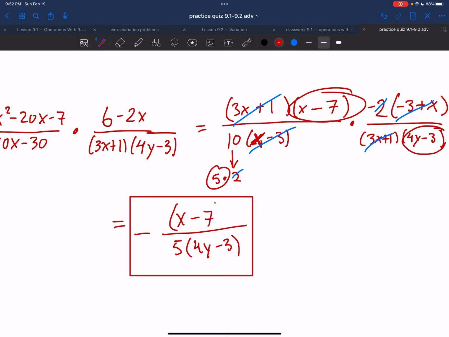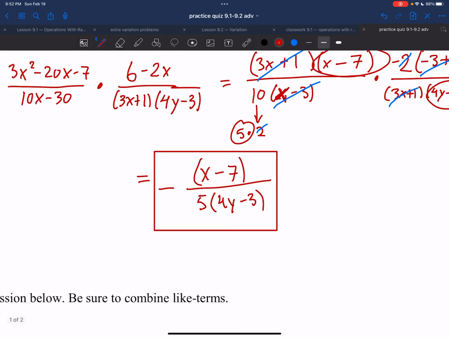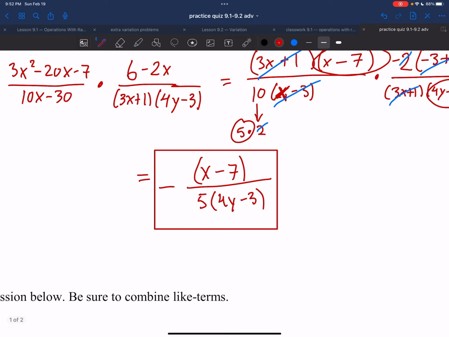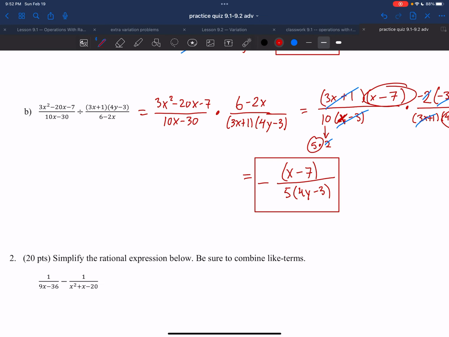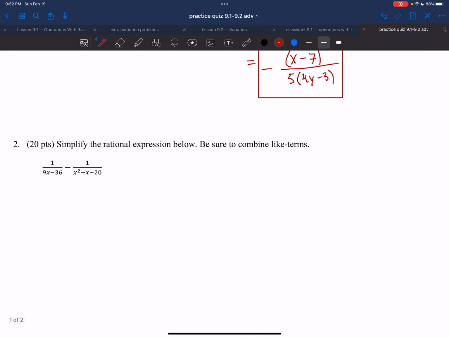Okay? You can leave it like that. And you can leave that negative off to the side, okay? You don't have to distribute the negative. It's fine. We don't need to write that as negative 7, like negative x plus 7. It's fine. That's good. Okay? If you do distribute it, I will still count it correct. That's okay too. I'm just saying it's not necessary to do so.